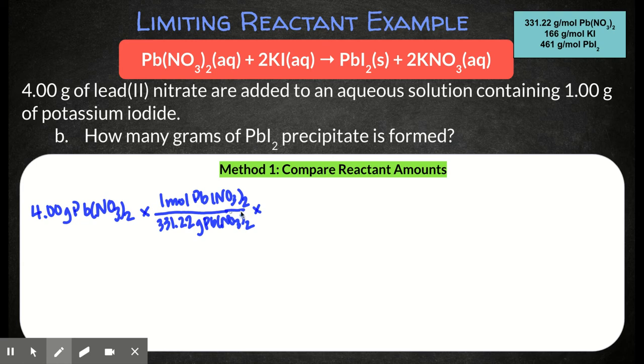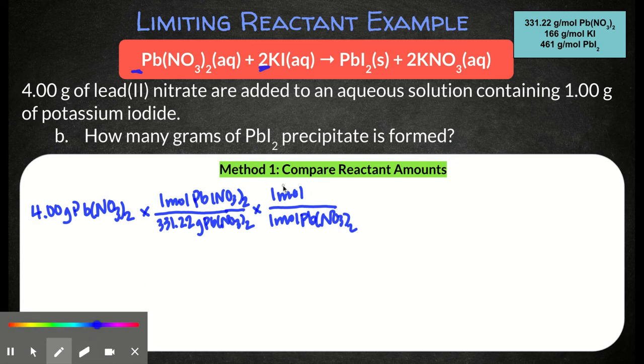My second step is, I know how many moles of PbNO3 I have, but I want to know how many moles of potassium iodide are needed to react with that many moles of lead-2 nitrate. So I'm going to use my mole ratio from my balanced chemical equation. I'm going to put 1 mole of PbNO3 on the bottom. I'm going to have 1 mole, or actually I take that back, I'm going to have 2 moles of KI on top, right? Because I have a 2 in front of potassium iodide.